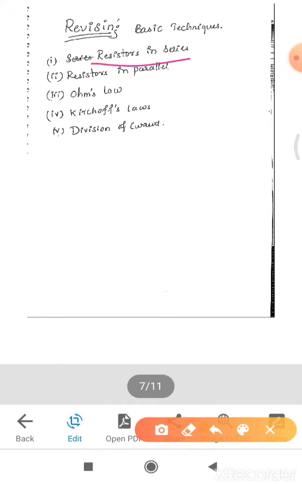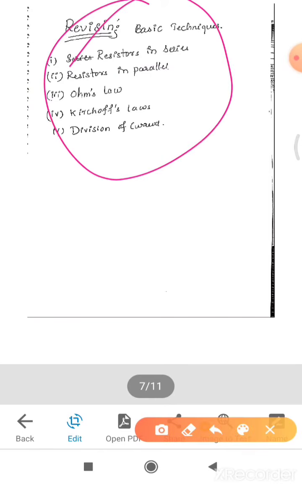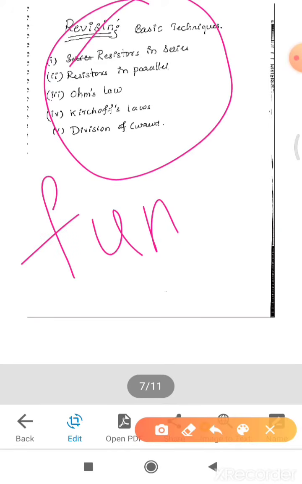We'll glance once. We should know the resistors, connected in series and parallel, and we should know Ohm's law, Kirchhoff's laws, and division of current. We have already studied it, but now we should maintain it. Once we have briefly discussed, these are the very basic fundamentals, and everyone should be perfect in this.